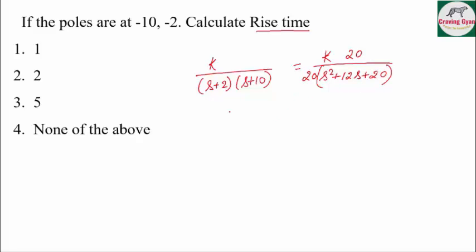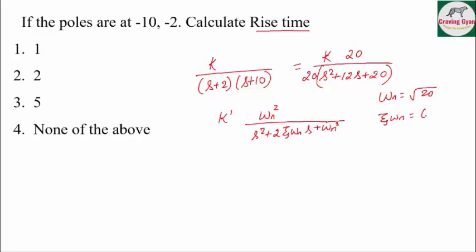Right? So what you will be getting is this one, they are going to compare with respect to this k divided by 20. I am going to call it k dash into omega n square divided by s square plus 2 zeta omega n s plus omega n square. Now what is the value of omega n? Omega n equals root 20. What is zeta omega n? Zeta omega n equals 6, because 2 zeta omega n equals 12, so I will be getting zeta omega n equals 6. So what is the value of zeta? It is 6 divided by omega n, that is 6 divided by root 20.